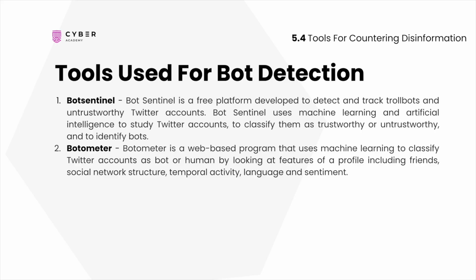Now let's talk a bit about tools that are used for bot detection. Bot Sentinel is a free platform developed to detect and track troll bots and untrustworthy Twitter accounts. Bot Sentinel uses machine learning and artificial intelligence to study Twitter accounts, to classify them as trustworthy or untrustworthy, and to identify bots. It then stores those accounts in a database to track each account daily. Developers use the data they collect to explore the effect of bots and their propaganda on discourse and to explore ways to counter the spread of bots and the information they disseminate.